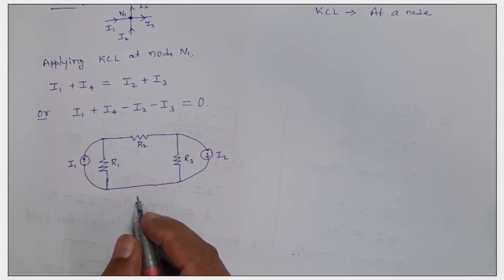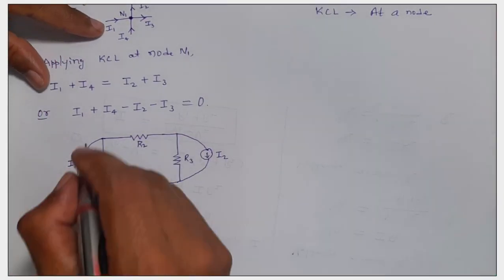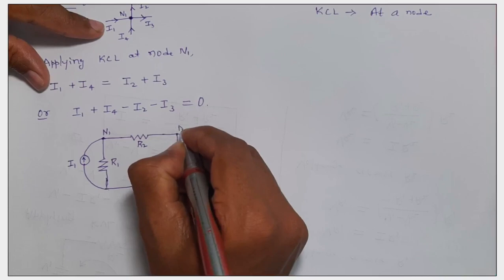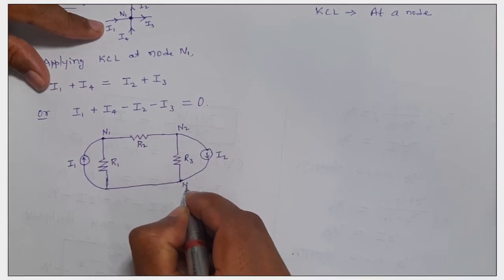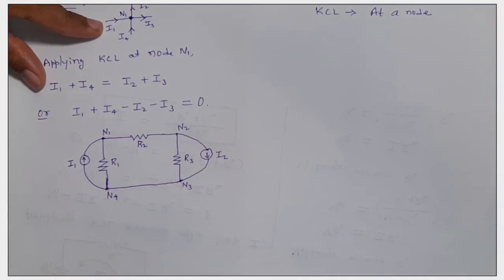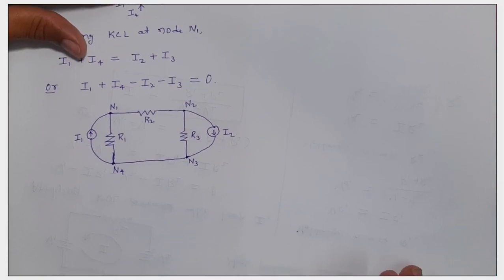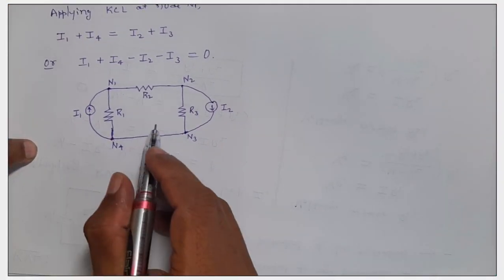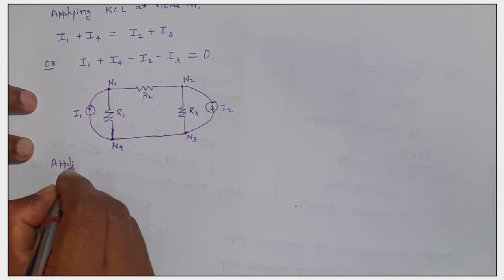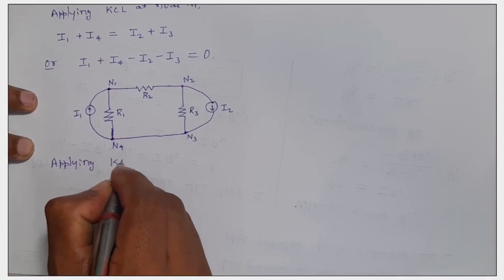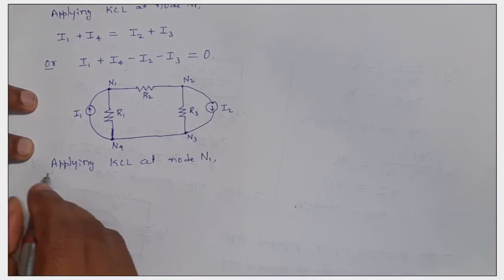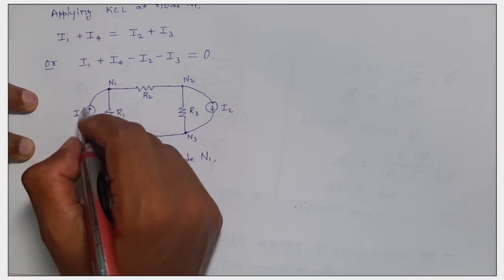Now, how many nodes are there in this network? Dear student, there are 4 nodes. First one is this, let me name it N1, and here N2, this one is N3, and this is the last node, which is N4. As I told, the KCL is applied at a node. Let's apply KCL at node N1. What do we get? Look at this, incoming current, how many currents?